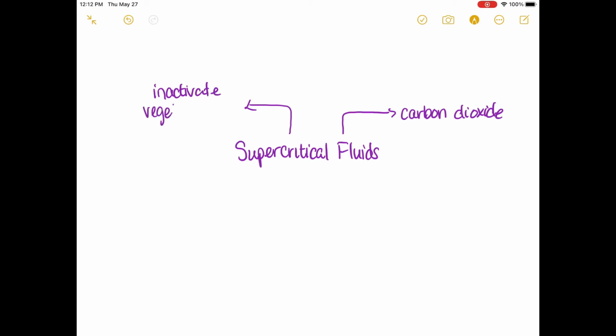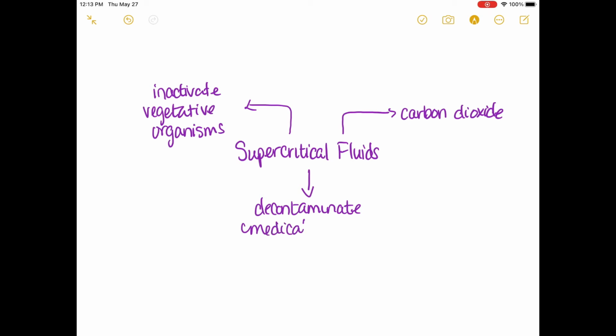It inactivates organisms when they are exposed. They inactivate vegetative organisms that cause food spoilage, as well as foodborne pathogens. Supercritical carbon dioxide is used to decontaminate medical implants such as bone, tendons, or ligaments from donors.